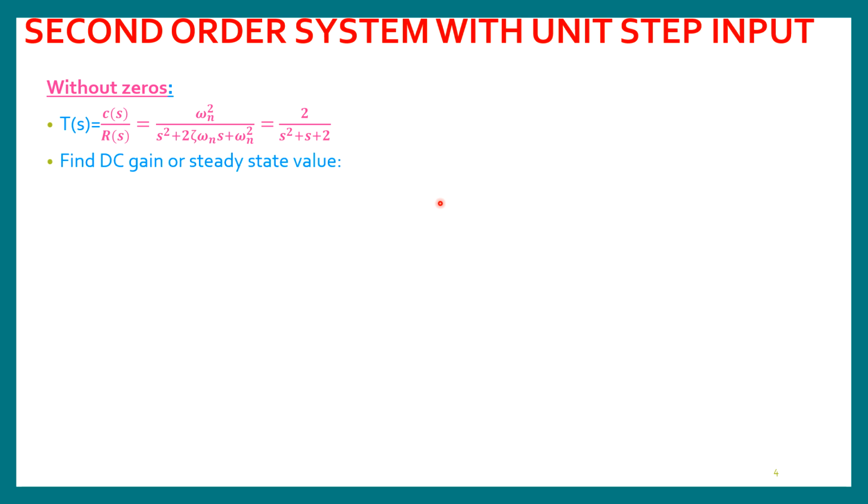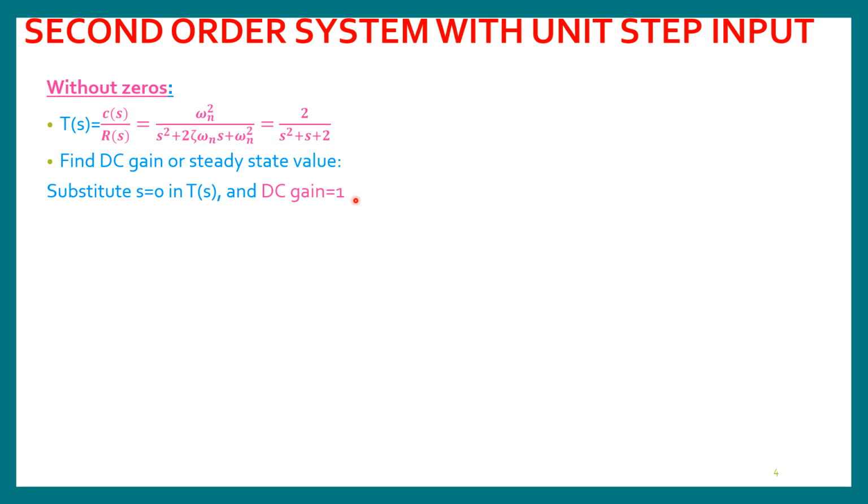Let us discuss how to derive the function C of t step by step when the given function is the form of a general second order system. So I'm not going to consider any zeros here. The general second order system is omega n square divided by s square plus 2 zeta omega n s plus omega n square. Here I'm going to assume omega n square as 2, 2 zeta omega n as 1. And then I'm interested to calculate my DC gain. DC gain is also called the steady state value. How to calculate the DC gain? By substituting s as 0. So when I substitute s as 0, I'm getting my DC gain value as 1.